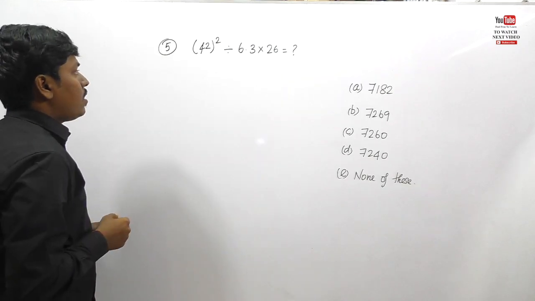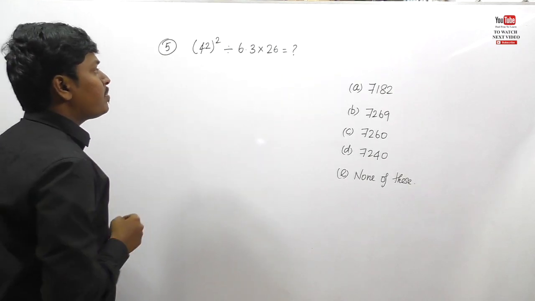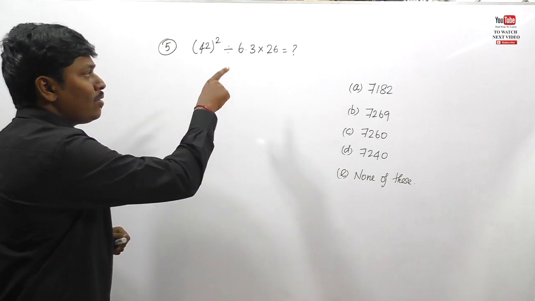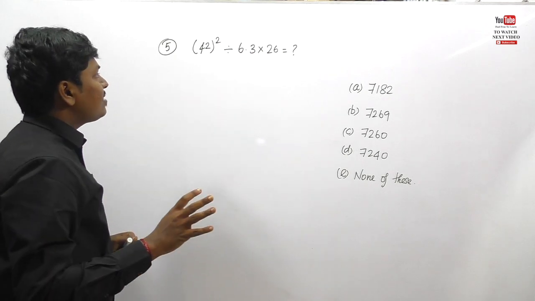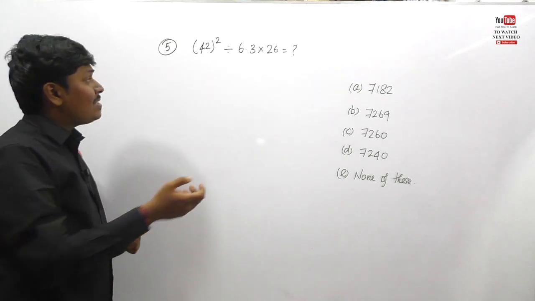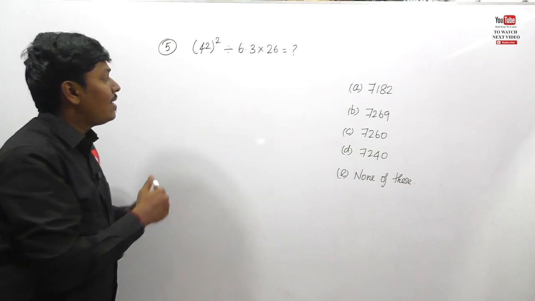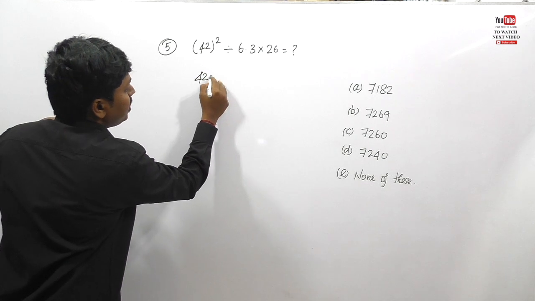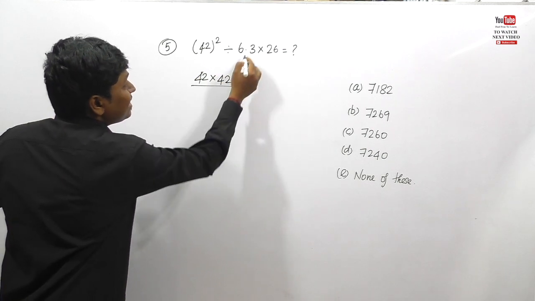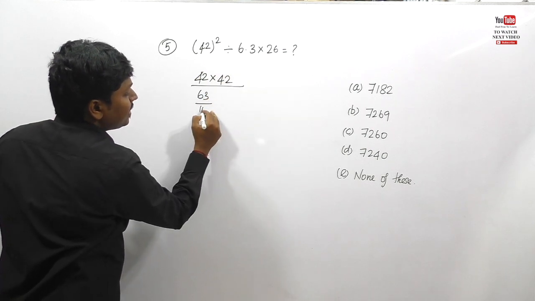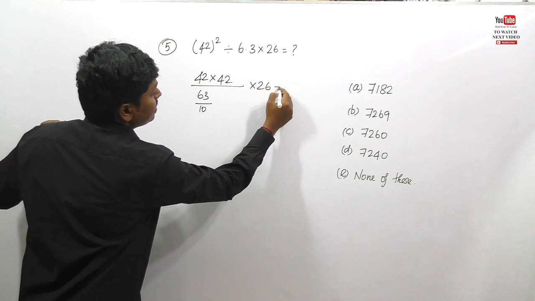Question number 5. 42 square divided by 6.3 into 26 is equal to question mark. So friends, don't waste your time seeing what is 42 square. Don't multiply 42 into 42 to see the answer. This 42 square can be written as 42 into 42, right? And 6.3 can be written as 63 divided by 10. So into 26 is equal to x.